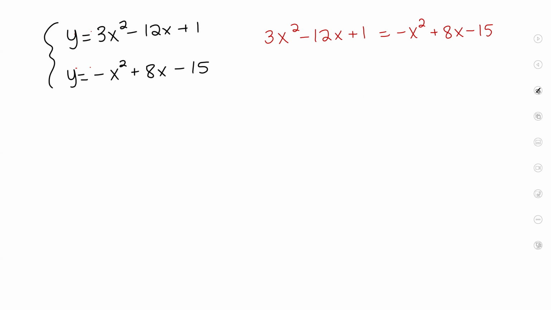Okay, now we just solve. So I'm going to bring this over here, make it positive. Bring the 8x over, make it a negative 8x. Bring the negative 15 over, make it a positive 15. So we're going to be left with 4x squared minus 20x plus 16 equals 0.